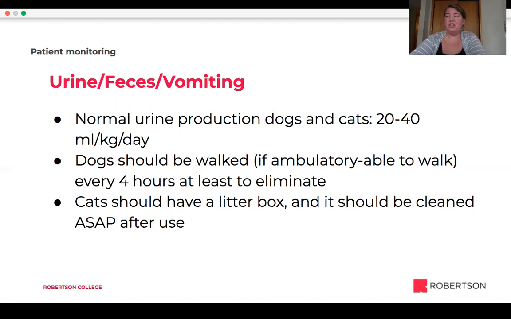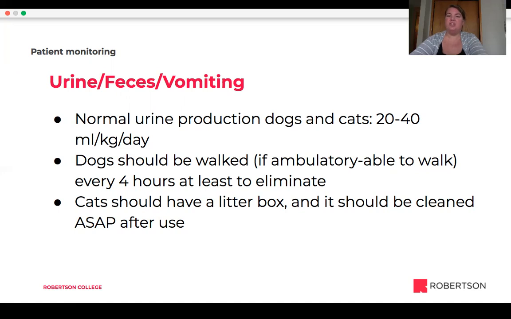We use the subjective 1+, 2+, 3+. So 1+ is a small amount, 2+ is a normal amount, 3+ is a large amount. So it's kind of subjective, but at least we get an idea of how much urine output they're putting out. We do want to give all patients that are hospitalized a chance to use the bathroom.